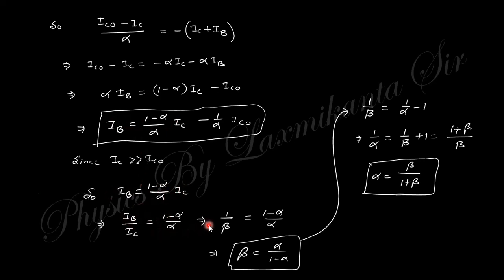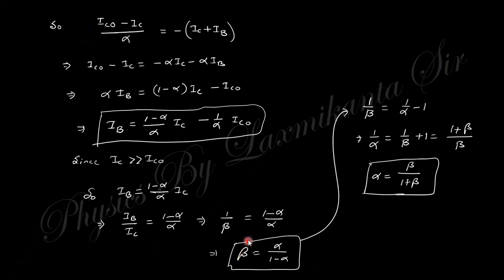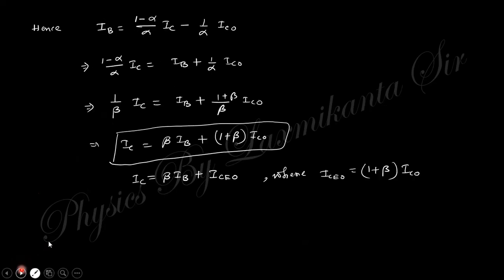So IB by IC, and beta is the IC by IB. So IB by IC is nothing but 1 by beta. So you will get the relation between beta and alpha. In the reverse form, alpha equals to beta by 1 plus beta, and beta equals to alpha by 1 minus alpha. So this is the relation between alpha and beta. Alpha is the current gain in common base mode, and beta is the current gain in common emitter mode.